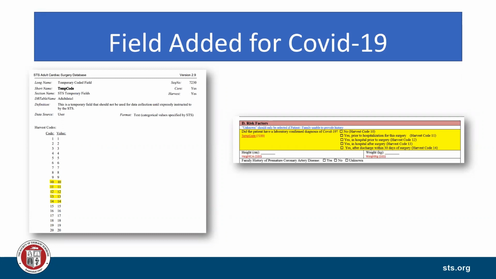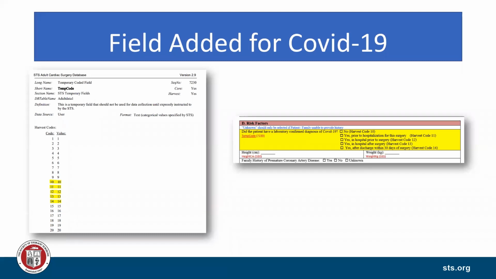What should we do if they are readmitted with suspected COVID-19? So please abstract the readmission fields as what their symptoms were, the reason why they were readmitted, whatever that option may be. And then you would submit that, or you would abstract this as yes, after discharge within 30 days of surgery.